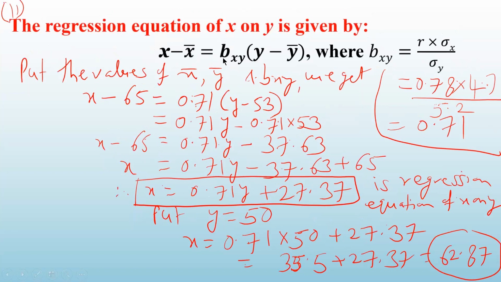Okay. Similarly, for the regression equation of x on y, first write down the formula: x minus x bar equal to bxy into y minus y bar, the general form. Then calculate the value of bxy, put in all the values, simplify and write it in the general form. That means x should be on the left side and all the terms should be on the right side. This is the standard form of the regression equation of x on y, x depending on y. Then you put the value of y, whatever is given to you. In this problem, it was given as 50. So put y equal to 50 and find the value of x.